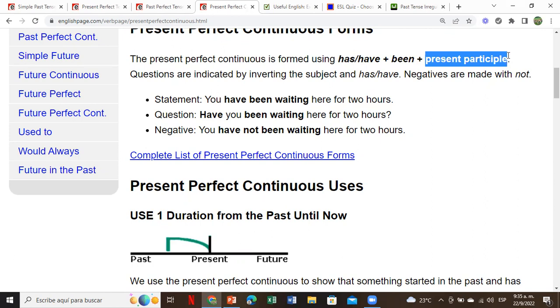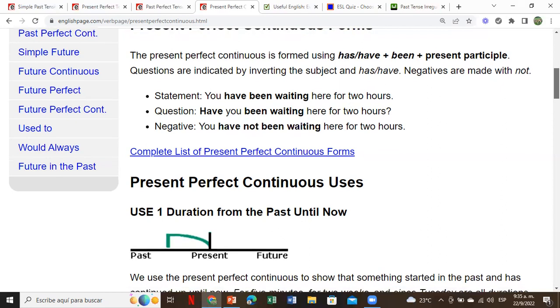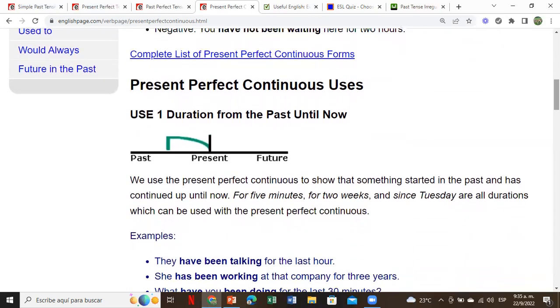O sea, en este caso, según la fórmula, present participle. Statement, question, and negative. Look at the statement. You have been. Have you been? You have not been. Lo repito. You have been, gerundio. Have you been, gerundio. You have not, negative. You have not been y el gerundio. Hasta ahorita, preguntas o dudas. Muy bien. Miss. Nice. Thank you so much.